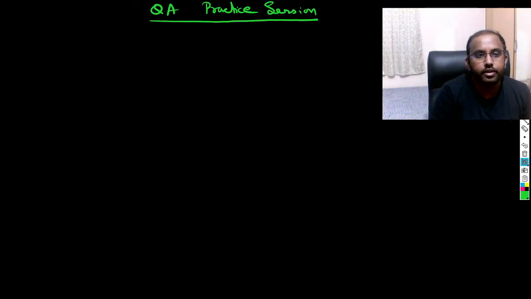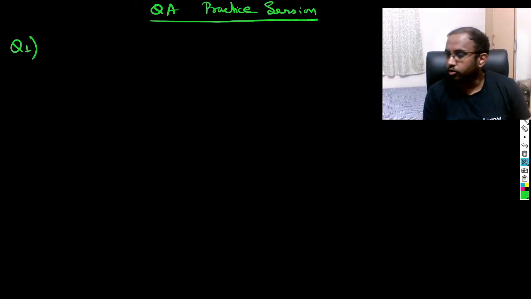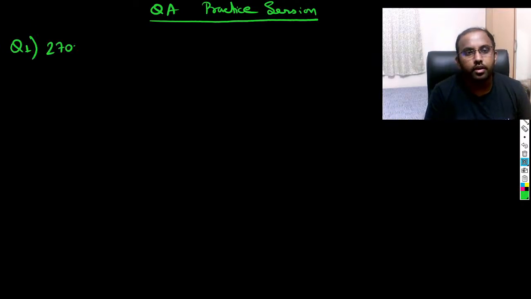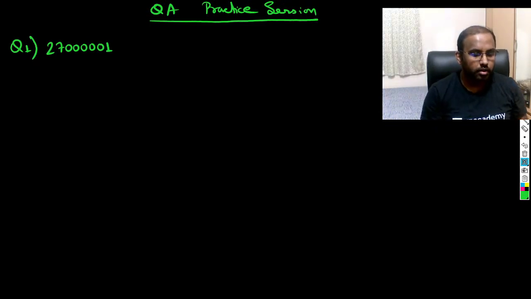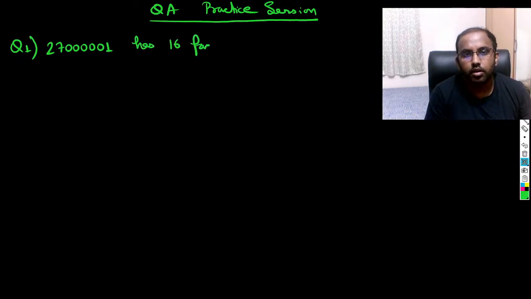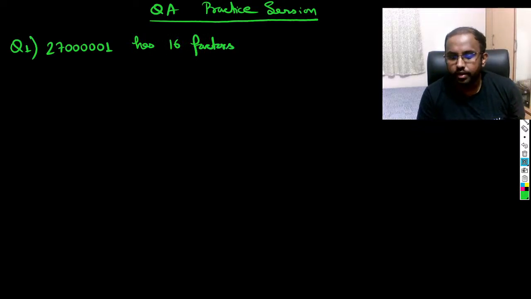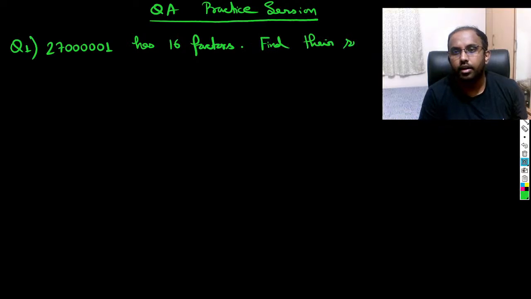Okay, so let's say my first question here is, this question goes like 2750230 has here. This question goes like, this 5 times 01 has actually 16 factors. Okay, find their sum of the prime factors. Find their sum of prime factors.